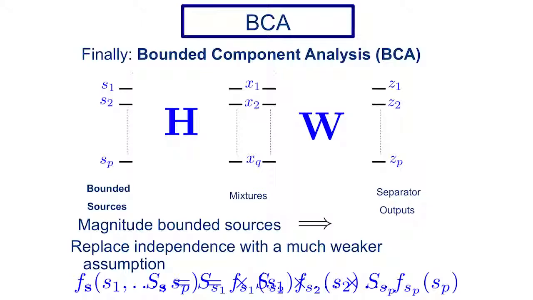Now, we finally came to bounded component analysis. In independent component analysis, we assume that these sources are independent of each other. This is a strong requirement, and it's questionable in several applications. If we know that these sources are bounded in magnitude, we can relax that independence constraint and bring in a more applicable constraint. And that basically brings us to bounded component analysis.